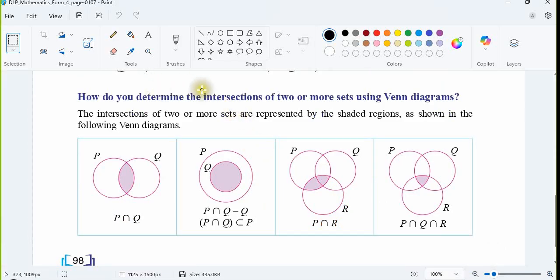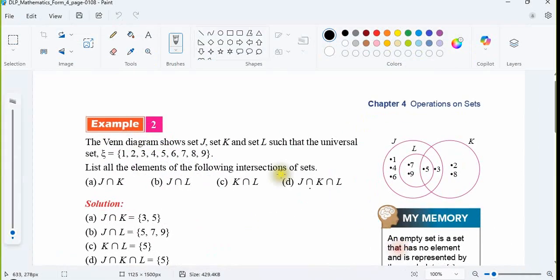How do you determine the intersection of two or more sets using a Venn diagram? So we have P and Q. This is the intersection between P and Q. If Q is a subset of P, then the intersection between P and Q will be the whole set Q. So this is P and R, the intersection between P and R, and then for all three P, Q, R, their intersection will be here. Now we look at example number 2 here.